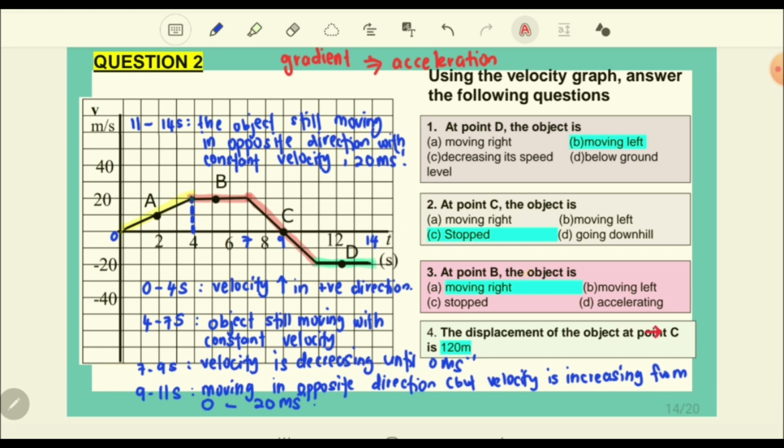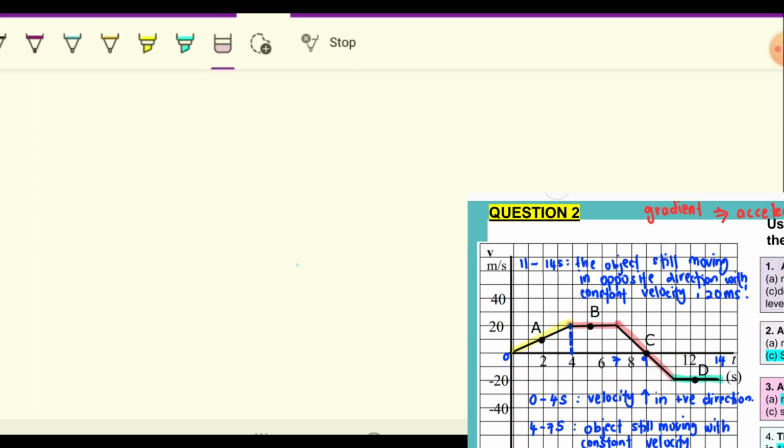The displacement of the object at point C is 120 meter. We want to calculate the displacement at point C, how far it has moved. So we need to calculate the area under the graph, from 0 to 9 seconds. Now we want to calculate the area under the graph for question number 2. We want to calculate the displacement at point P.